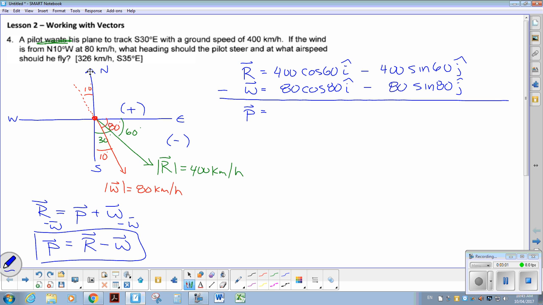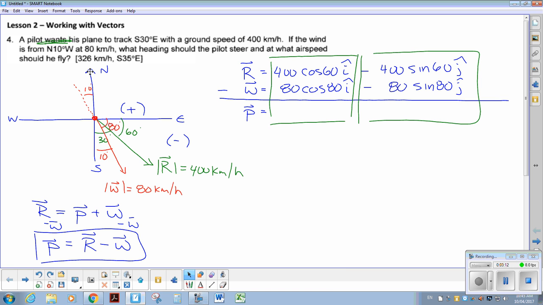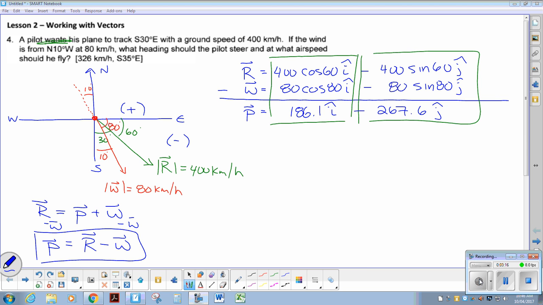So now I'm going to do those calculations down the column here. And I'm going to make sure I include those negative signs because I am subtracting negatives here. So I'm just going to pause the video and do the calculations for us. All right, so I paused the video just to do the calculation. I subtracted down that column, and I get the plane components to be 186.1i and minus 267.6j. So those are the x and y components.